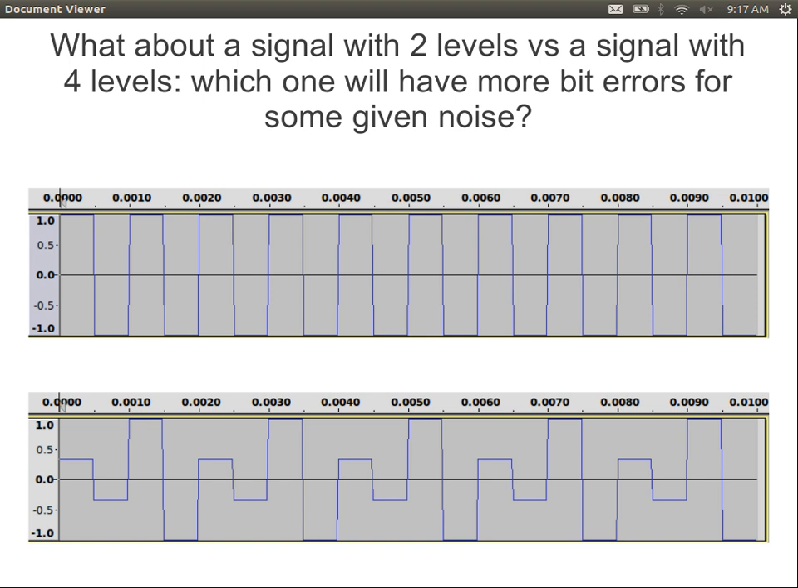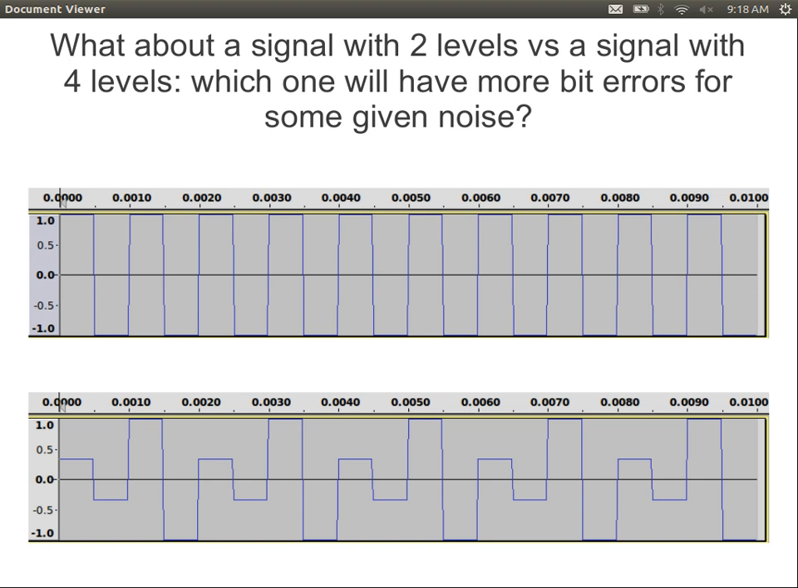Well, focusing back on the top signal, we know an error occurs when the transmitted level changes to the opposite level from the receiver's perspective. That is, if we transmit at plus one, and we receive a value at 0.1, the receiver will assume that that is still level one.